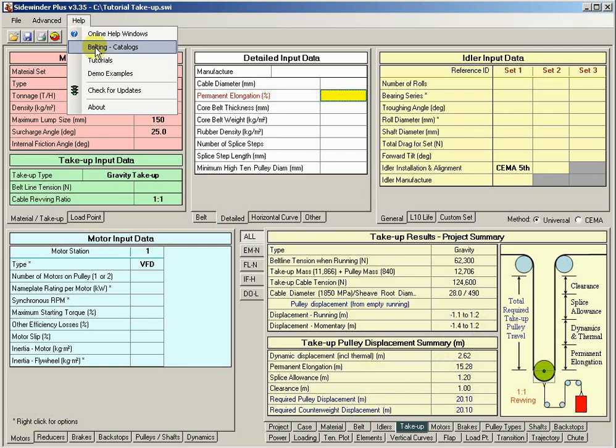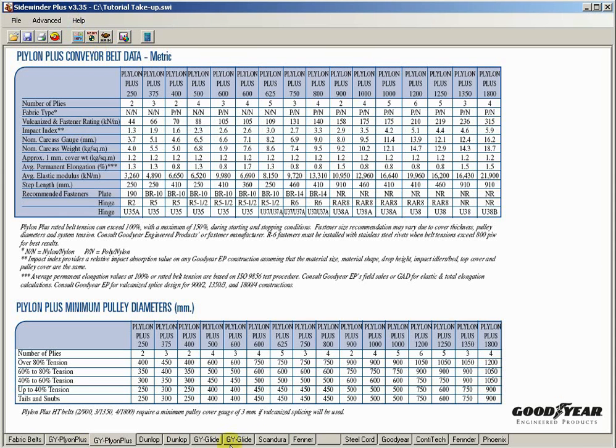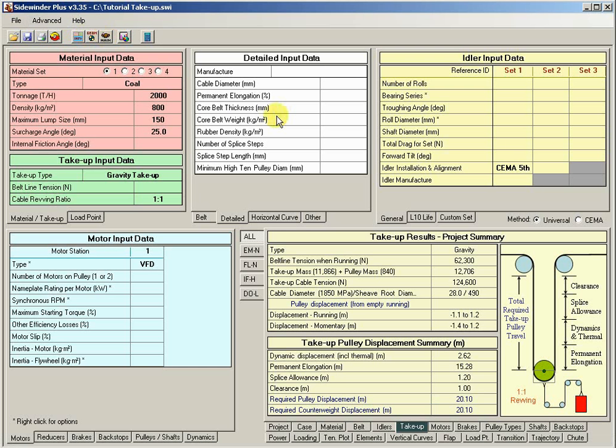If I go up to the help menu here and I go down to belting catalogs, I can just look at some of the different standard catalogs. For example, the Goodyear Plyline Plus here's the average permanent elongation, varies from 0.08 to 1.5. There's a 1.7, so it varies depending on the belt construction and type and number of plies and so on and so forth. But by default, again, Sidewinder will use 1.3 for a fabric belt and 0.1 for a steel cord belt.